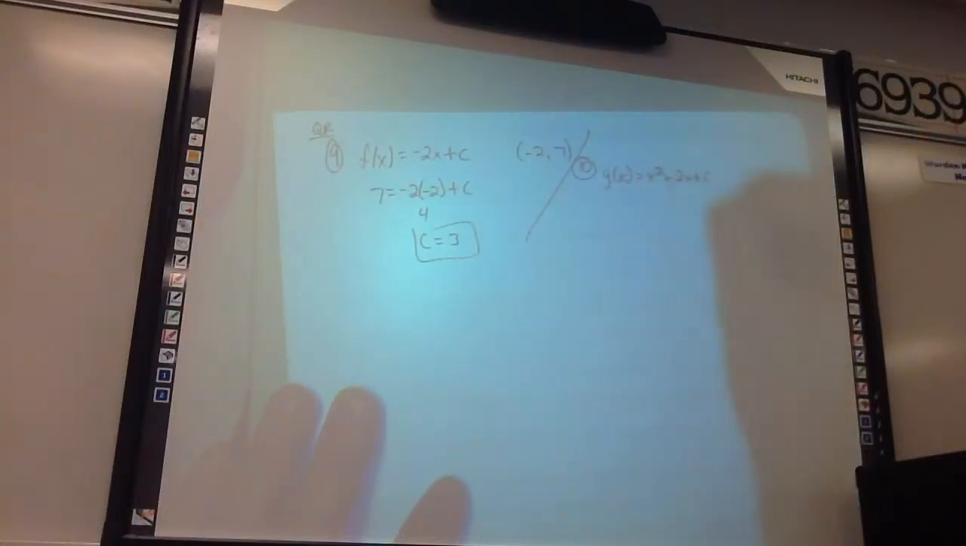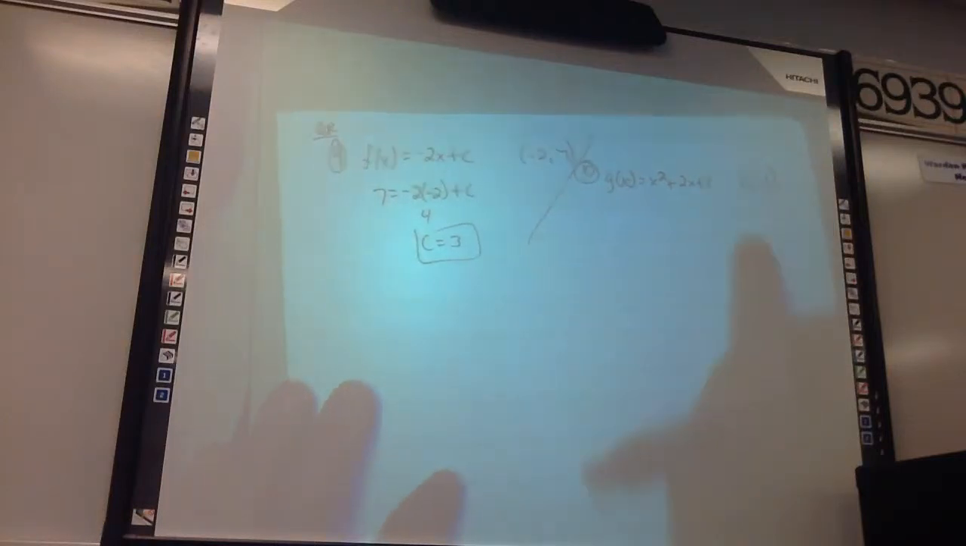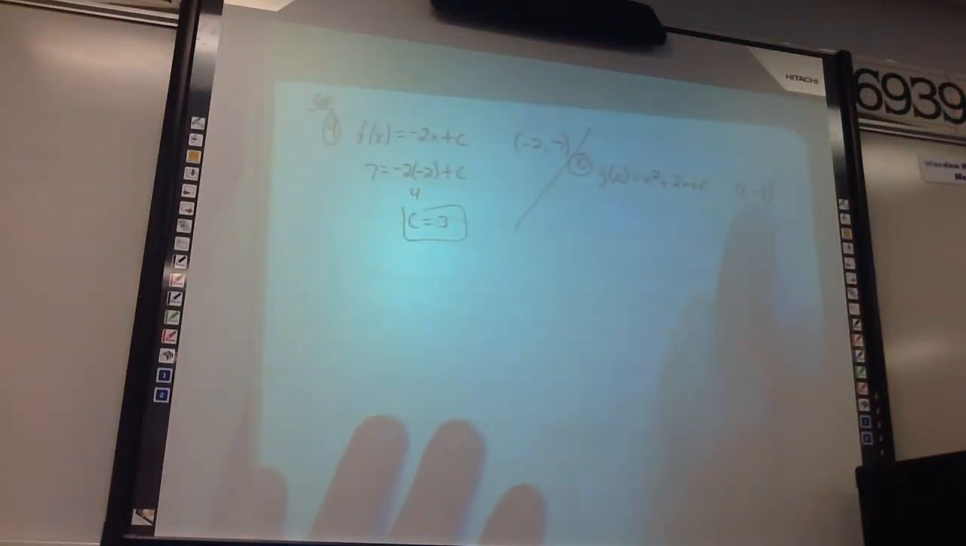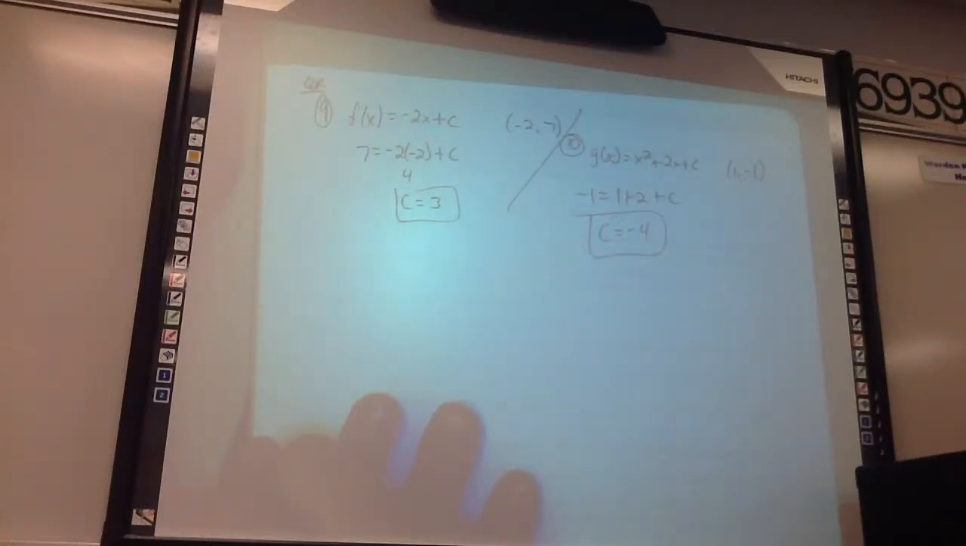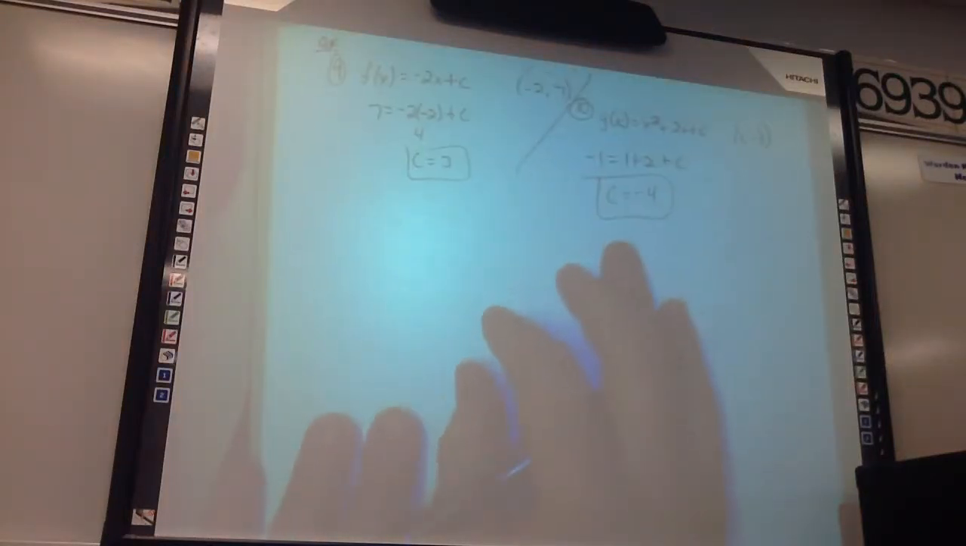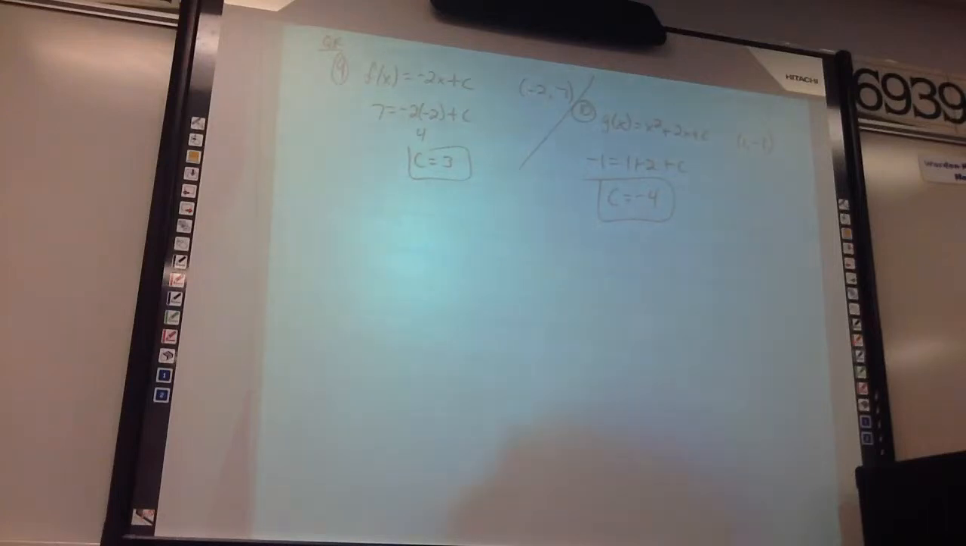So you're basically just plugging in points, (1, -1). You're just ensuring that it goes through that point. So you go -1 equals 1 squared plus 2 plus C, subtract 3, C is -4. That's it. 100% so far? Yeah.